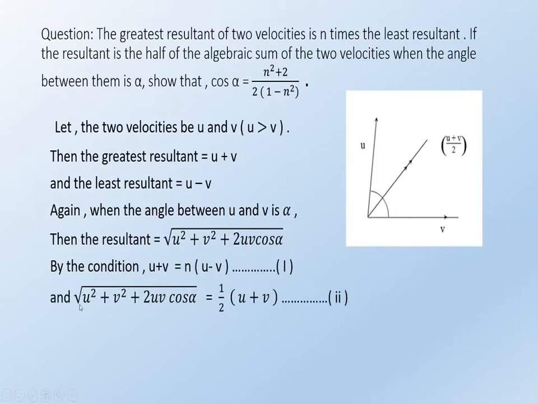And root over u square plus v square plus 2uv cos alpha equals half of (u plus v), because the resultant is half of the algebraic sum of the two velocities. Here, the algebraic sum of the two velocities is u plus v, and half of it is half into (u plus v), and the resultant is root over u square plus v square plus 2uv cos alpha. Now we indicate this equation by 1 and this equation by 2.